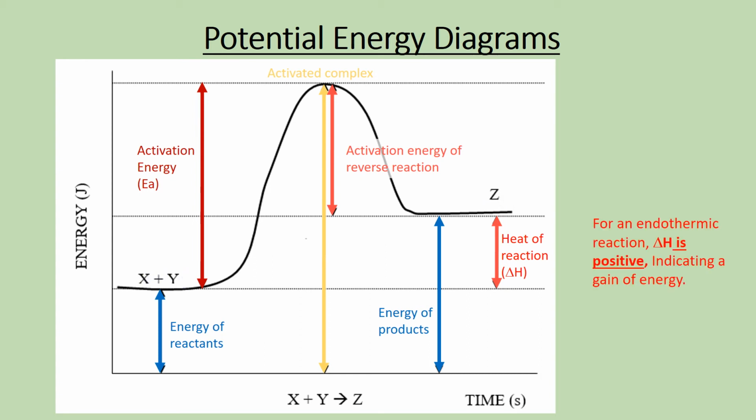This represents an endothermic reaction because the products end up higher than the reactants. For an endothermic reaction, the delta H is positive, indicating a gain in energy.